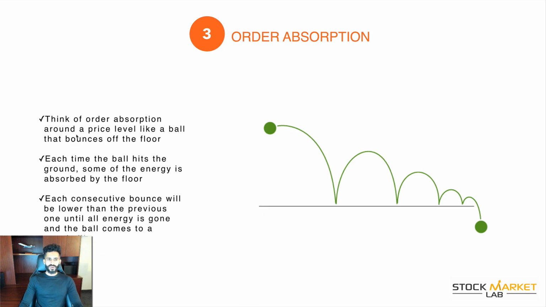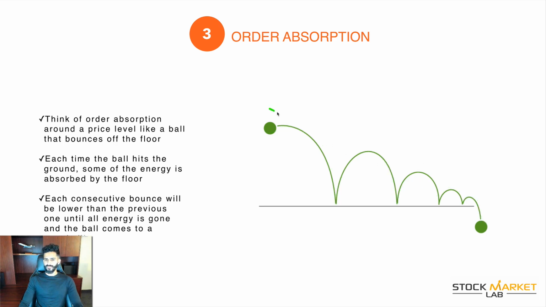Next, we have order absorption. Think of order absorption around a price level like a ball that bounces off a floor, right? Each time the ball hits the ground, some of the energy is absorbed by the floor. So the ball bounces. Each consecutive bounce will be lower than the previous one until all energy is gone and the ball comes to a standstill, meaning that there is no more aggressive buying, that buyers are not aggressive.